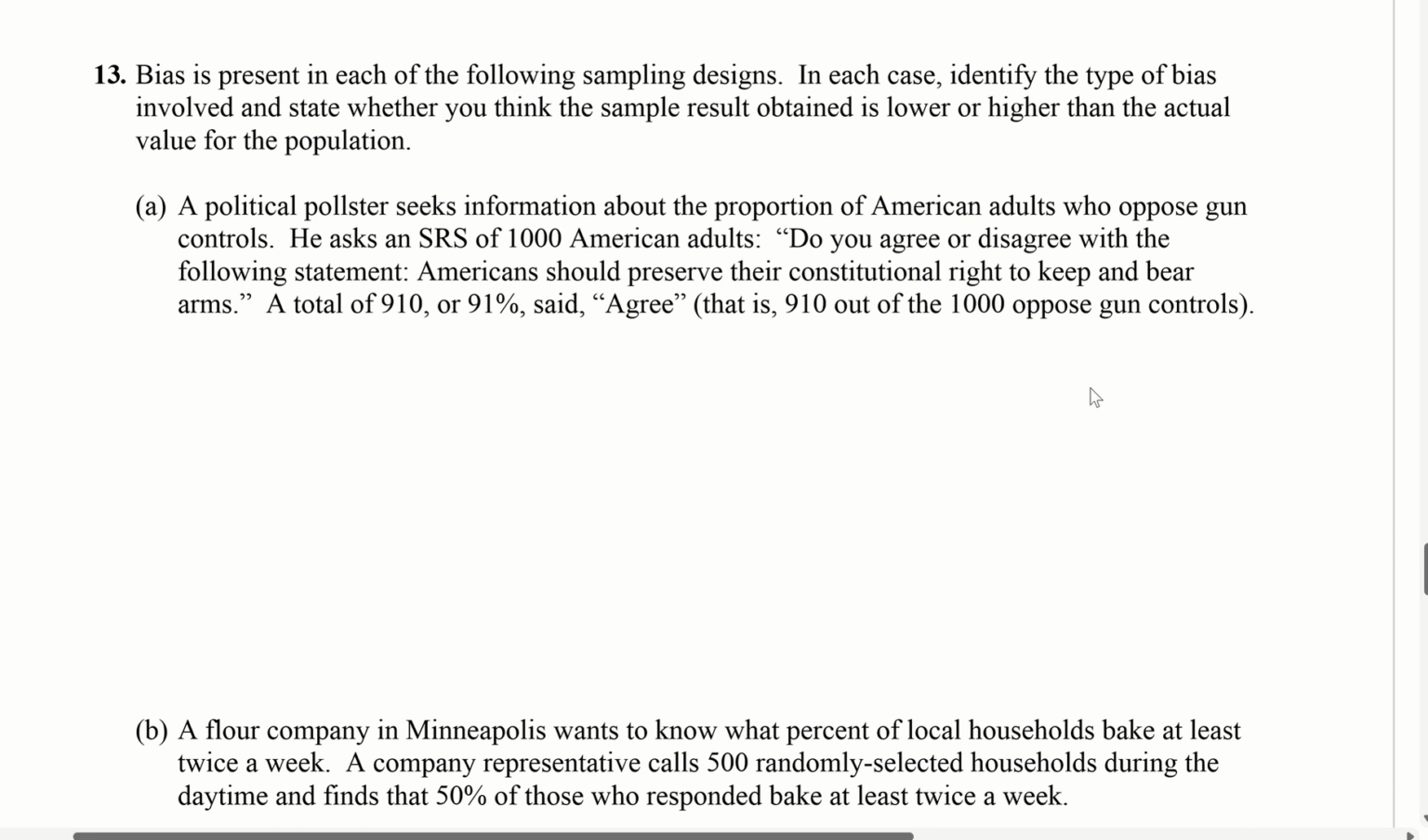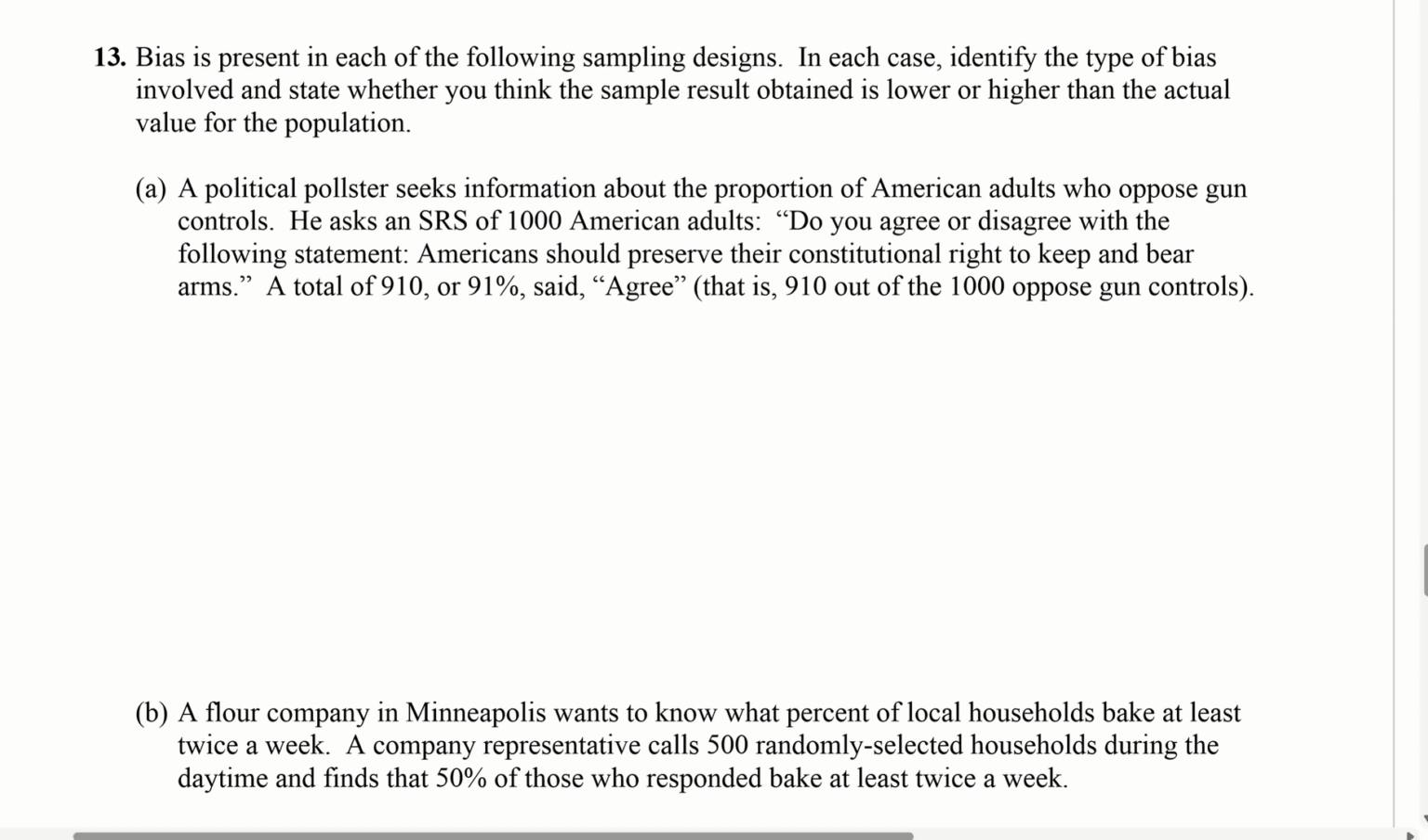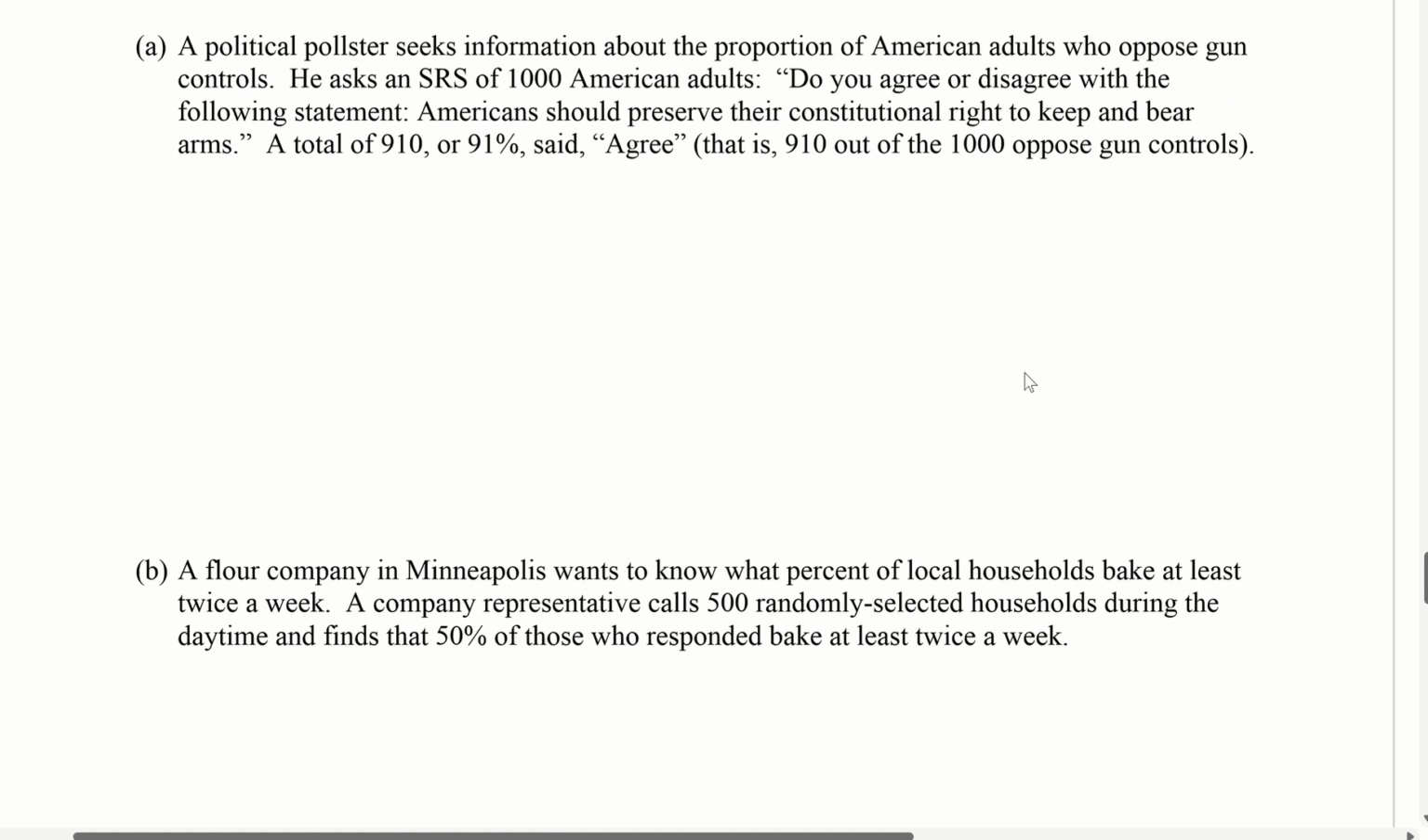All right, so now let's look at number 13. Number 13 is about bias. Bias is present in each of the following sampling designs. In each case, identify the type of bias involved and state whether you think the result obtained is lower or higher than the actual value for the population.